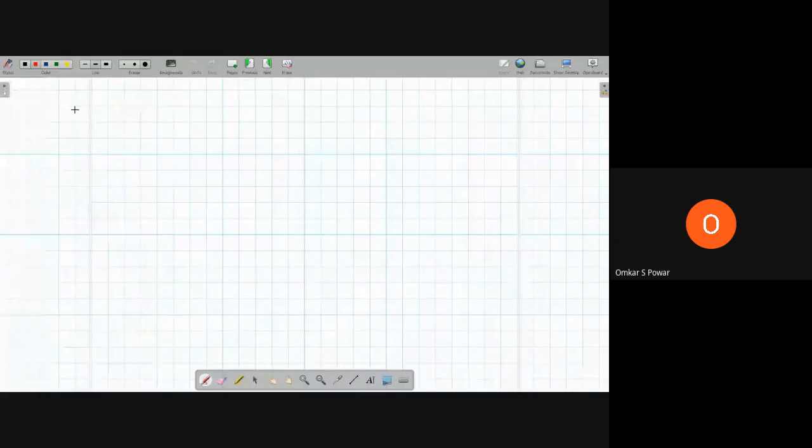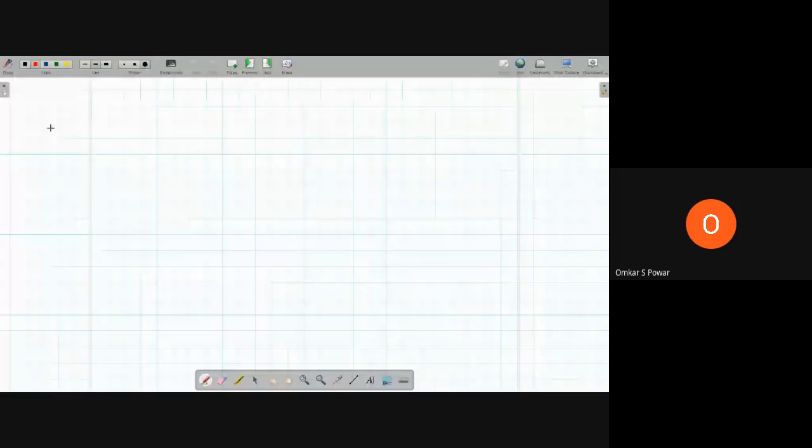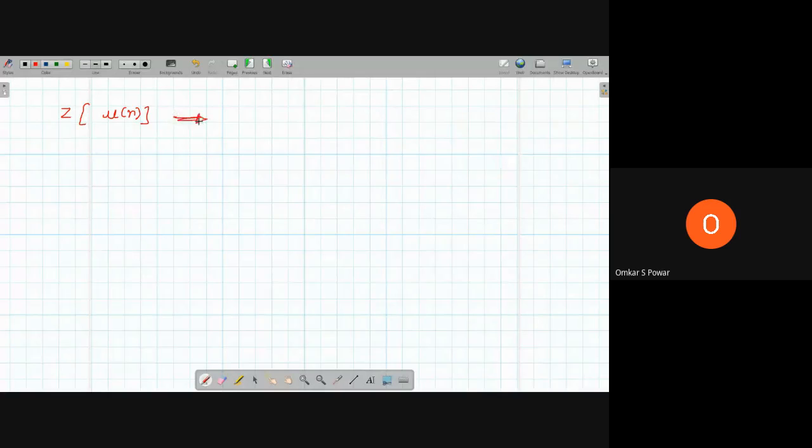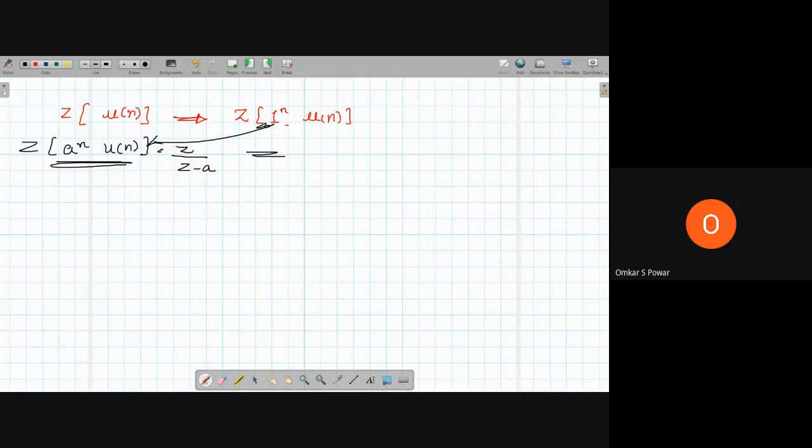So let us take the z transform of the second term, which is z transform of u of n. Okay, so how can I write this one? So z transform of 1 power of n u of n. Why did I write this one? Because we know that z transform of a power of n u of n is equal to z by z minus a. So if I can express this 1 into u of n in terms of this formula, I can get our answer easily. So what is your a? a is 1. So z by z minus 1. So this is your second term.